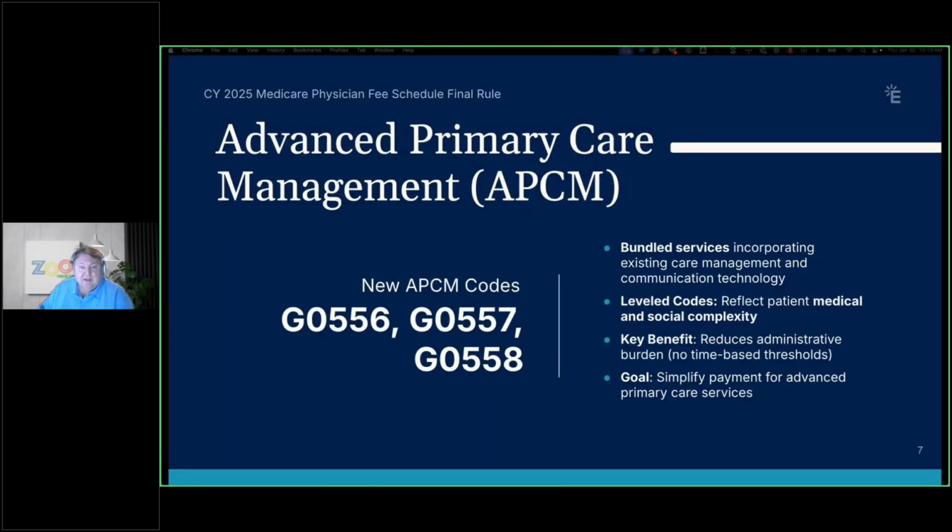See, that slide just came up. One of the most significant changes is these codes, G0556, 557, 558. These codes simplify payment by bundling care management services and reflect patient complexity rather than rigid time thresholds. The result is practices can reduce their administrative burden while ensuring fair compensation for their efforts. So these are new chronic care codes basically that aren't tied to a time limit. Some of you may know about chronic care management, and that code's 99490. That does have a time limit of at least 20 minutes.